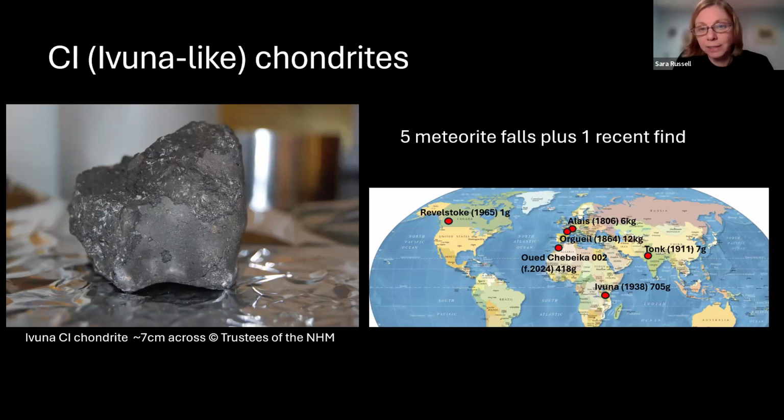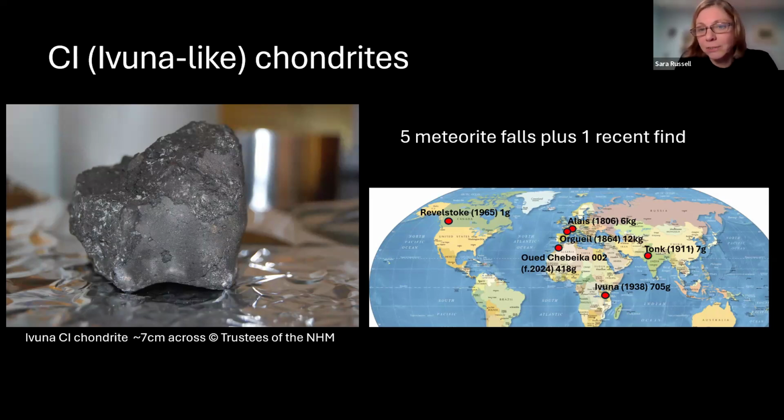Although it's a find, it's an incredibly fresh CI chondrite. They also range massively in size. You can see here Revelstoke and Tonk are both very tiny. At the time, Revelstoke, when it landed in 1965, was the smallest meteorite ever recovered. And that goes all the way up to Orgueil, which has a massive 12 kilograms and fell in France in 1864.